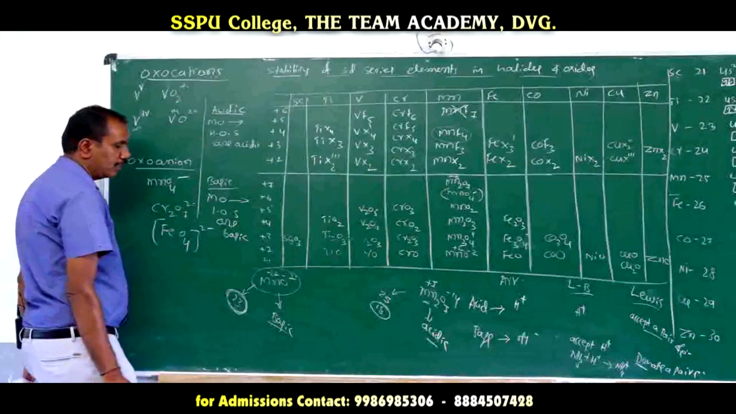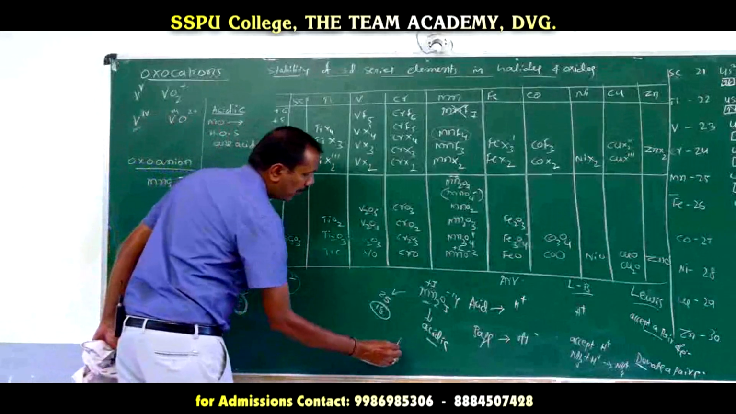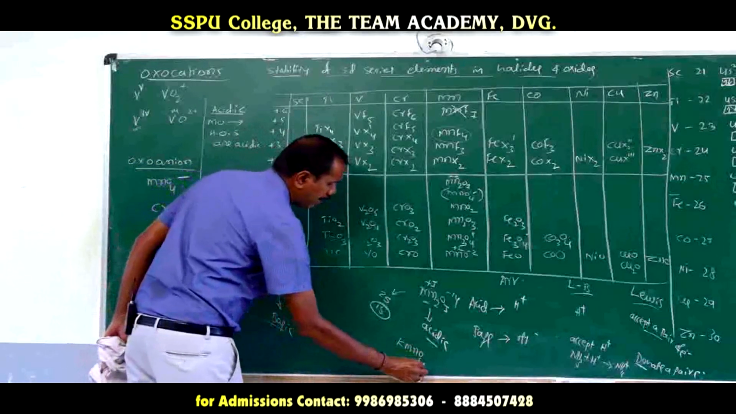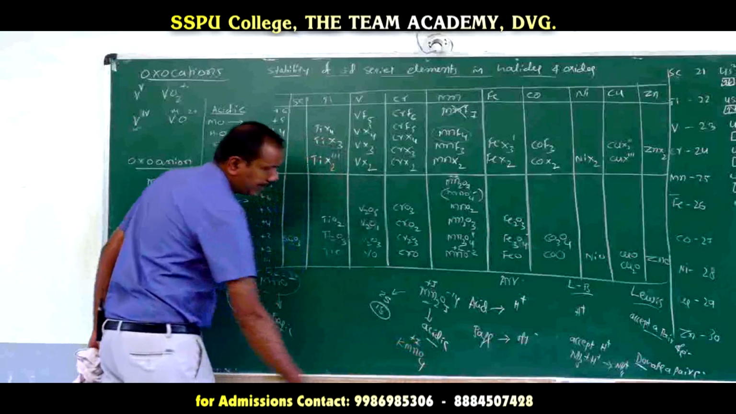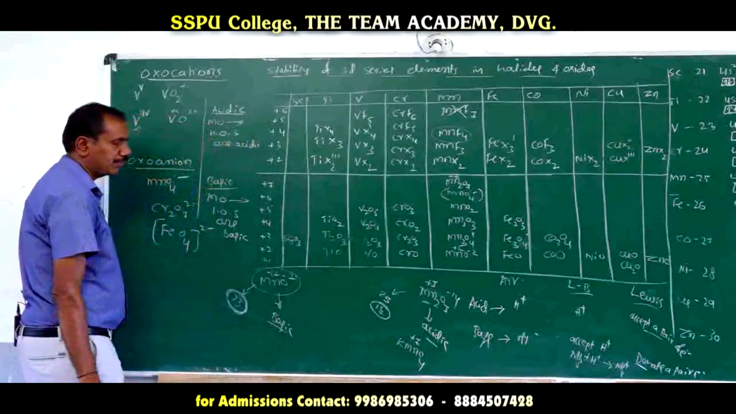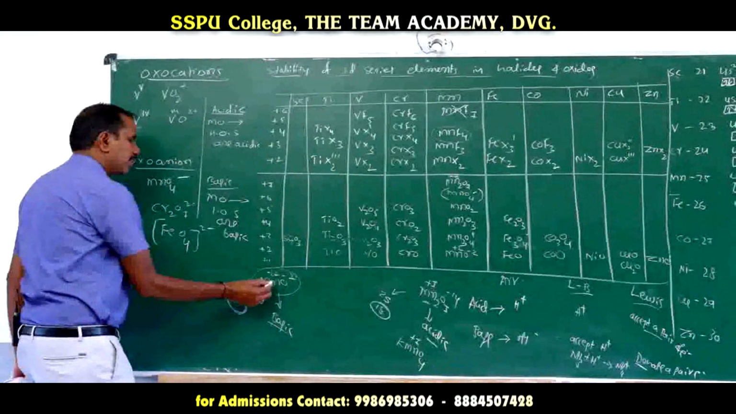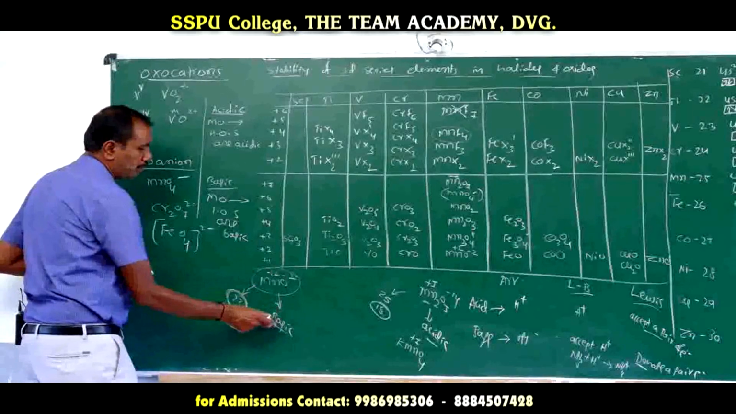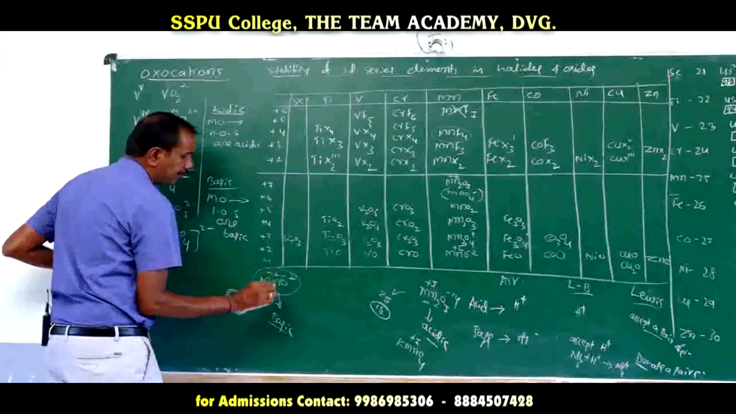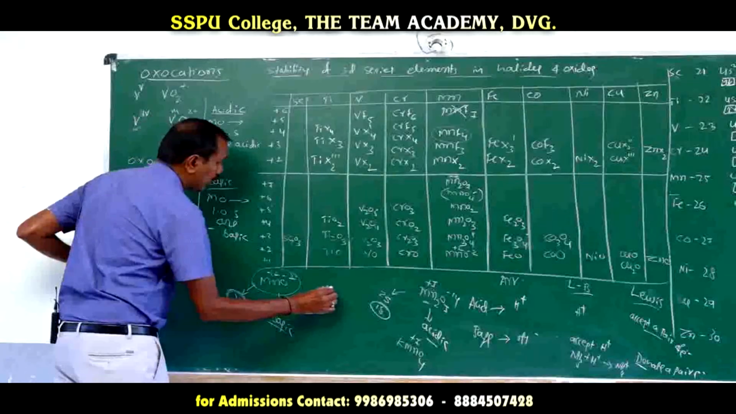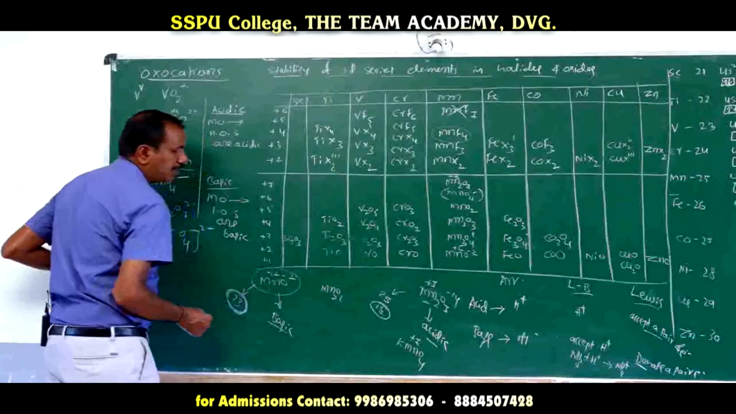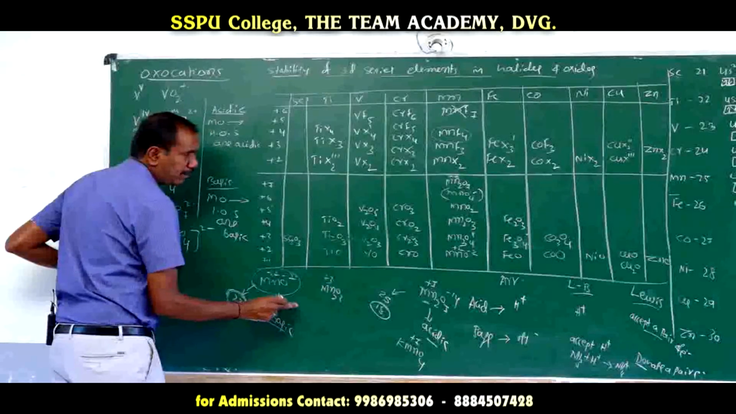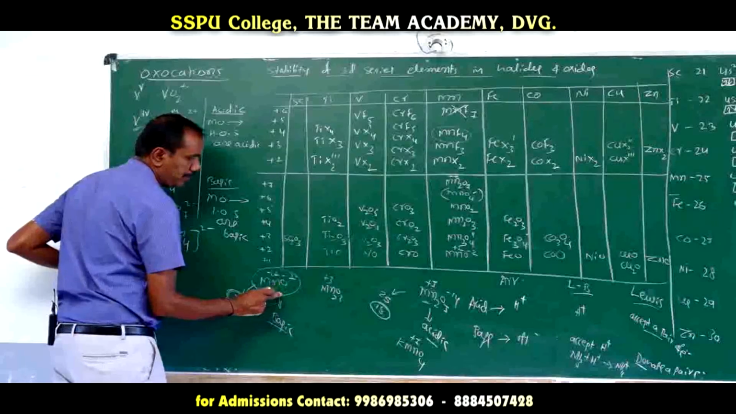We know that Mn becomes KMnO4. In KMnO4, Mn is in the +7 state, so it is acidic. Mn in the form of MnO is +2, which means basic. If you compare Mn2O3, it is +3, it is also basic but less basic than MnO.